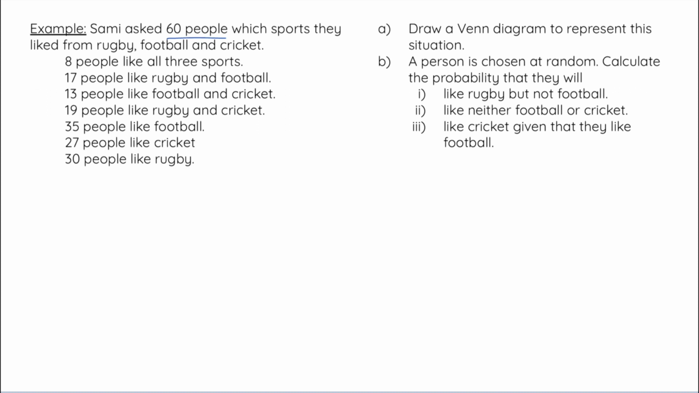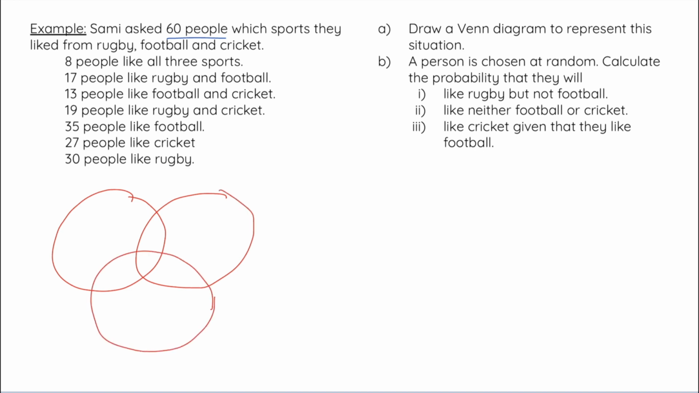And so if we want to draw that in a Venn diagram, we're going to draw 3 circles in this case, and we'll have areas in which they all overlap, and that will allow us to put some numbers in. My recommendation is you should always start in the middle, and they give us some information. They tell us 8 people like all 3 sports. So that's 8 people here.